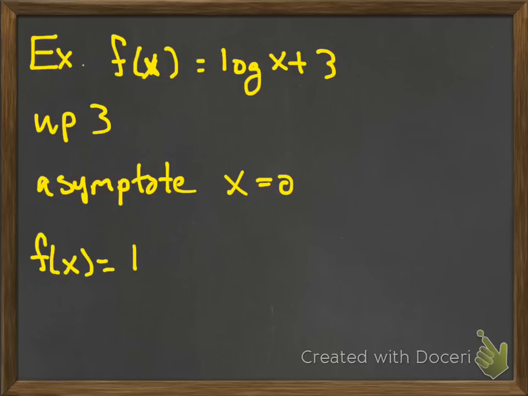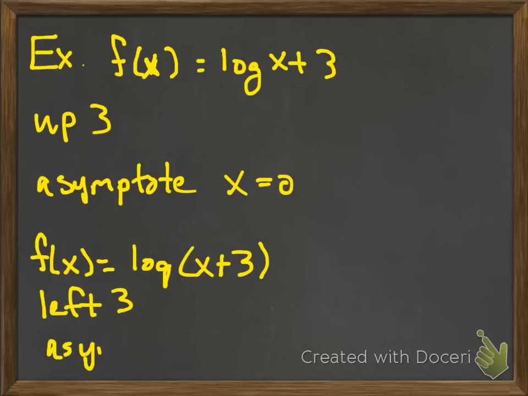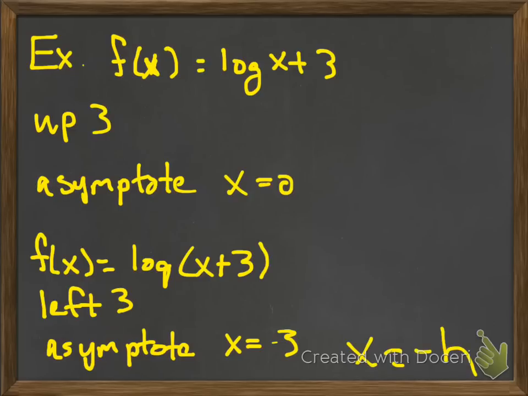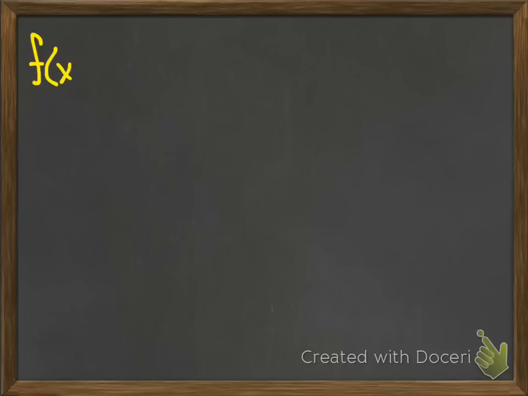Okay, here's I believe another example. Notice now this time I'm putting inside parentheses. Okay, now that means I'm moving to the left 3. That will change the asymptote to x equals -3. Okay, so keep in mind it would appear that my asymptote should always be at x equals -h. That might be something to remember. Or the opposite of h, I should say.